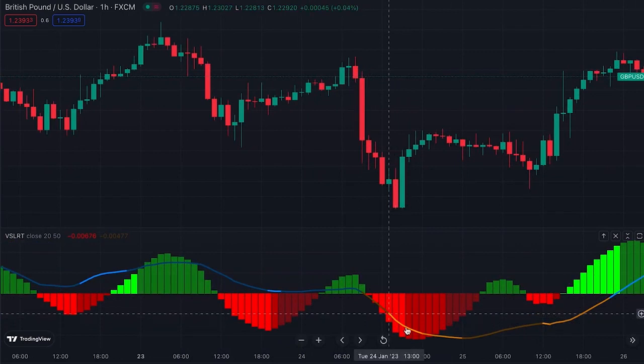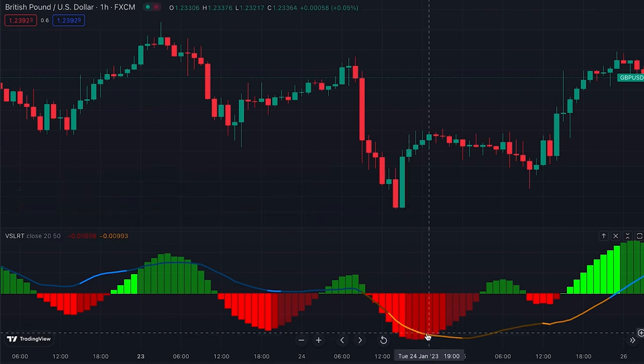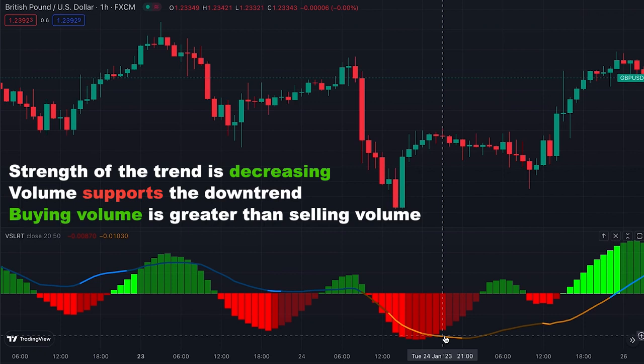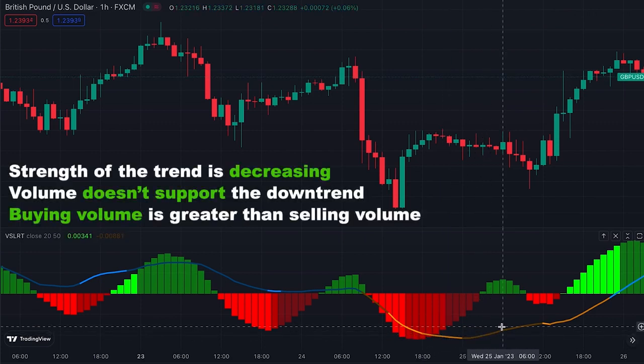When it's light orange, it shows that long-term downtrend strength is increasing. Volume supports the downtrend and selling volume is greater than buying volume. When it becomes dark orange, it shows weakness in the downtrend. Volume still supports the trend, but buying volume is greater than selling volume. And when the color becomes brown, it shows weakness in the downtrend. Volume does not support the trend and buying volume is greater than selling volume.